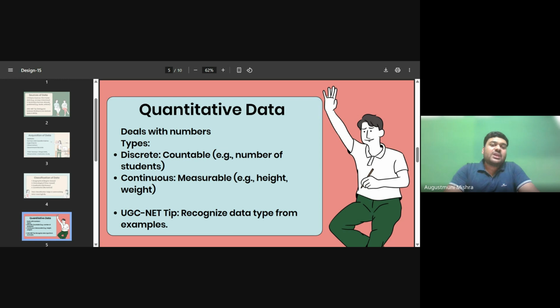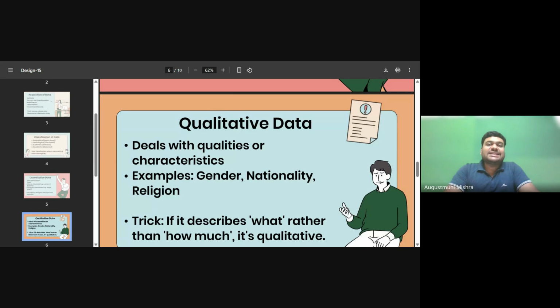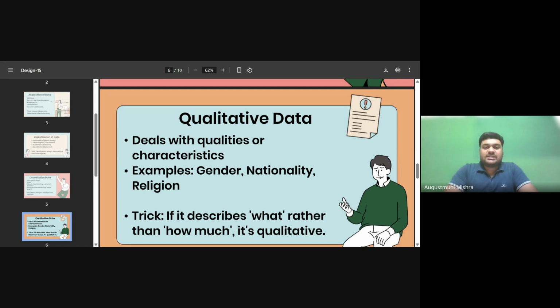Now, in the case of qualitative data, I'm changing the slide. It deals with qualities or characters, which I was discussing, like examples can be gender, nationality, religion, because all these things are related to the social sciences, like social behavior, human behavior and all. Okay, so these all are part of qualitative data. I'm not explaining it, I'm just clearing the basic things, like revising it.